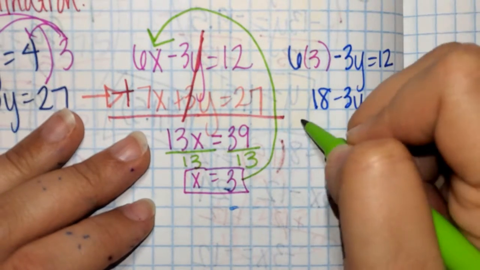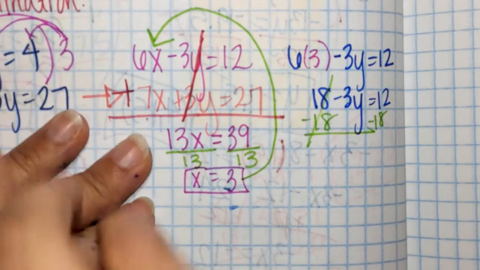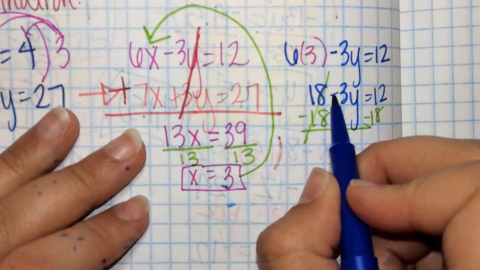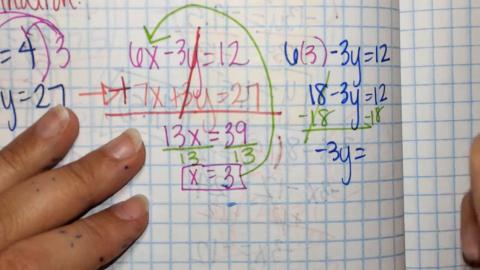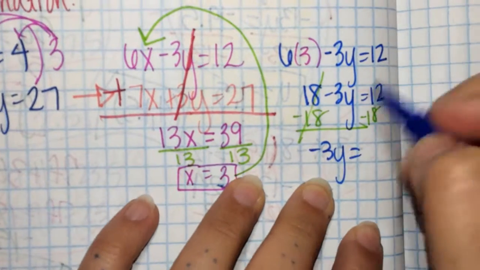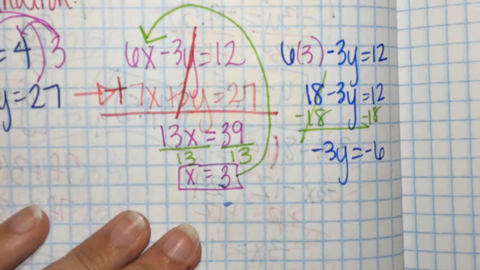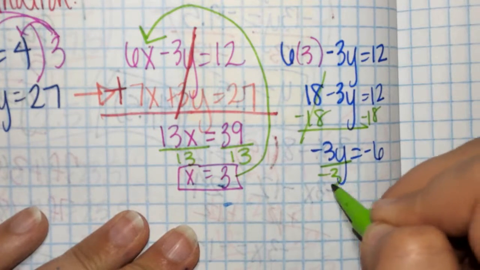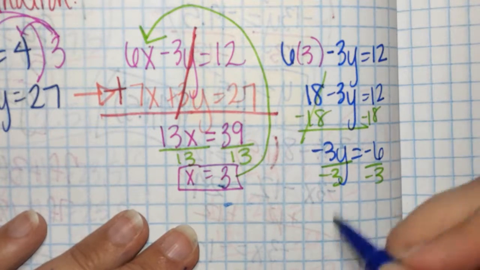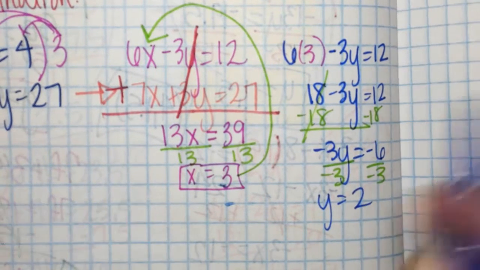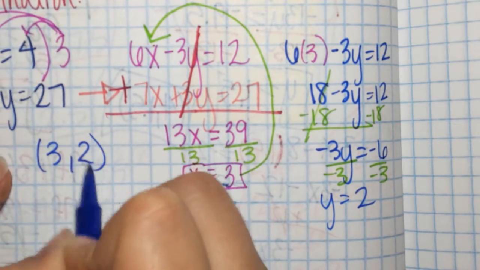Look at you go. Why did we not subtract the 3y? Because it's not like terms. Now, do I have to bring down this negative? Yes. So I have negative 3y equals, what's 12 minus 18? Negative 6. And now what do I do? Divide by negative 3. And I get 2. Positive or negative? Positive. Positive 2. How do I write my answer? y equals 2. (3, 2).